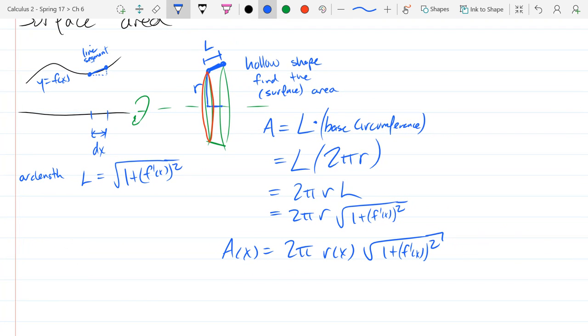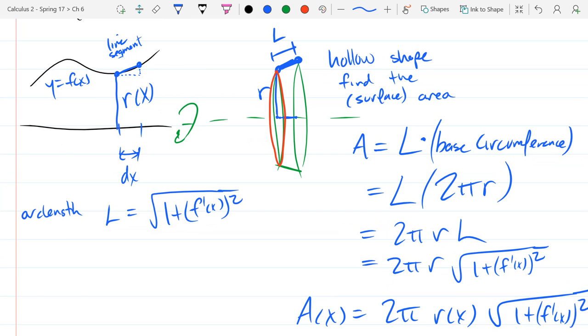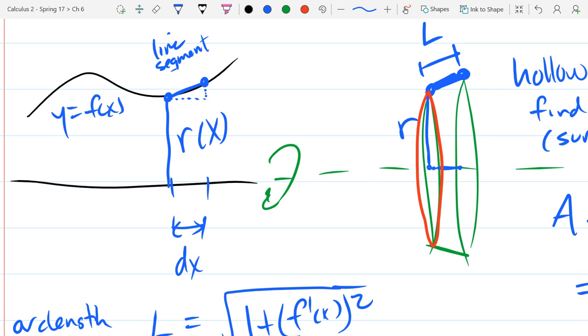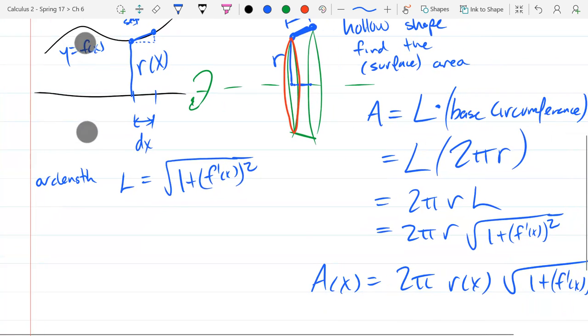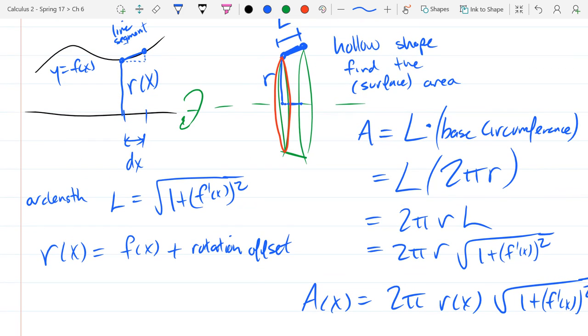Now in this example here, if we trace our radius measurement back, what is our radius in this particular example? It's our original function, f of x. So generally, r of x will equal f of x unless your rotation axis is not your x-axis. So I'm going to write that r of x is generally going to be your f of x function plus your rotation offset. The best way to think about it is just visually, your radius, just like you did before. It's more similar to the radius in the shell method than it is to the radii in the washer method. So think about it sort of like the radius in the shell method.